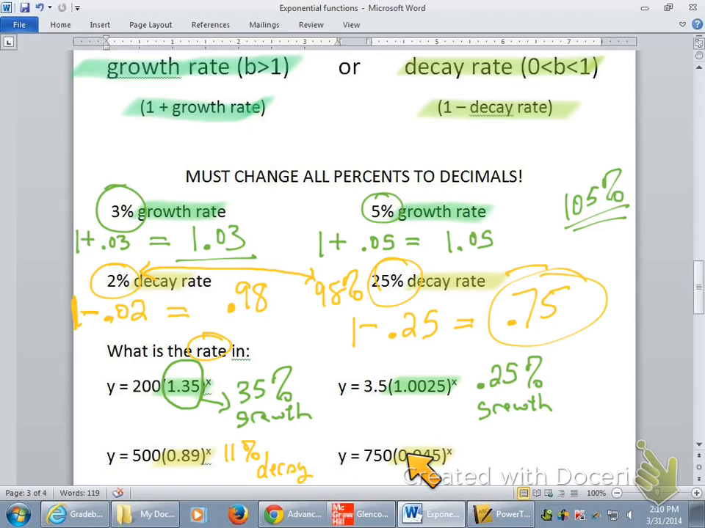What about over here? That's a little trickier. Remember, think about this. 1 minus something gave you that, right? Good. So if we change this to a percentage because you're used to seeing that, if it's 4.5% now, then it used to be 100 minus 4.5%. It used to be 95.5% decay.